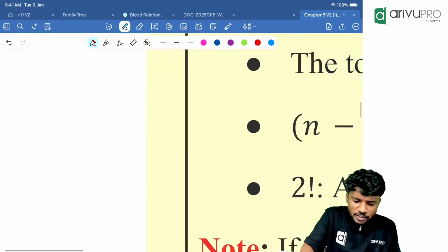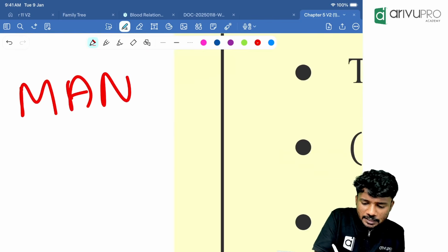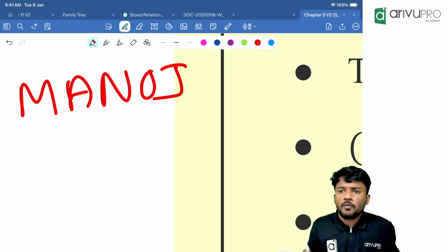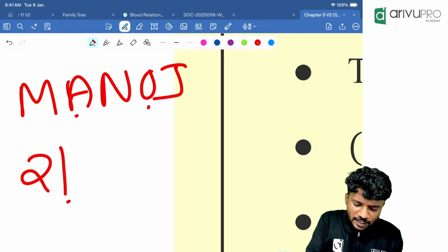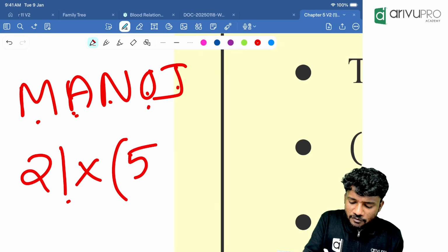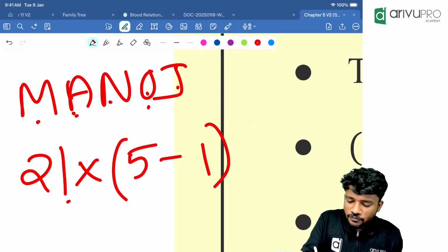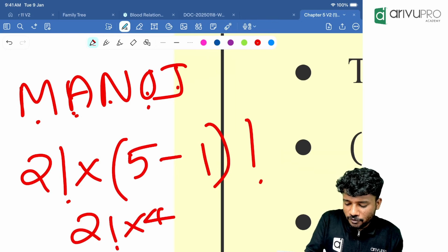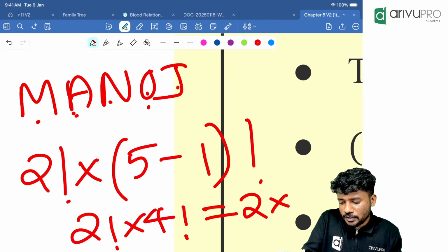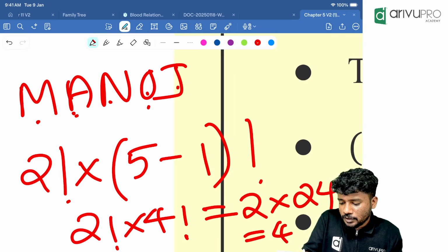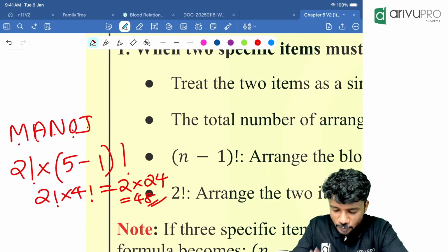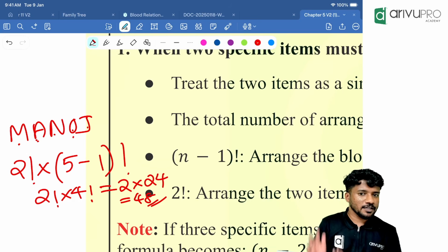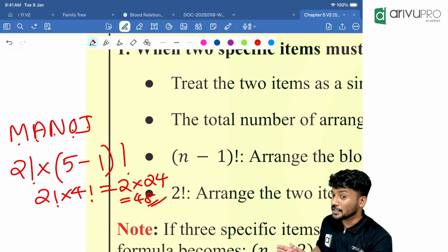Now we will come to the question Manoj. M-A-N-O-J. Vowels are together. How many vowels are there, people? 2, so I'll write 2 factorial into. In total, how many letters are there? 1, 2, 3, 4, 5. 5 minus 1 factorial. So 2 factorial into 4 factorial is the total arrangement. 2 into 24, which is equal to 48. Are you getting the point? So we studied 2 things, basic arrangement with condition and without condition.